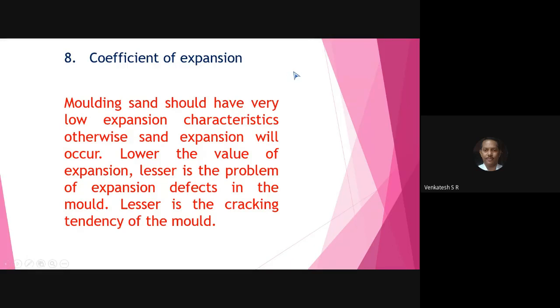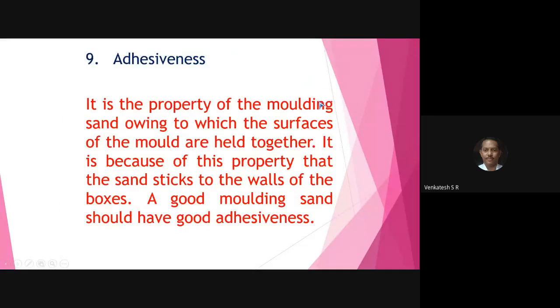When you pour the metal into the mold cavity, there should not be any expansion of the mold. Otherwise, you will not get the exact size and shape of the casting. For that reason, coefficient of expansion is very important. Write down number 8, coefficient of expansion. Next, come to the point, adhesiveness.